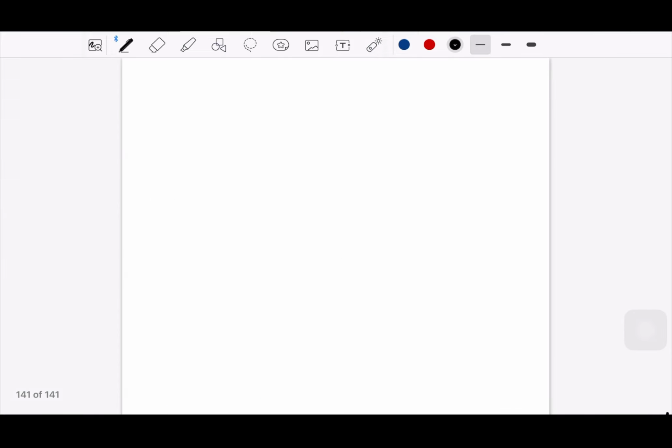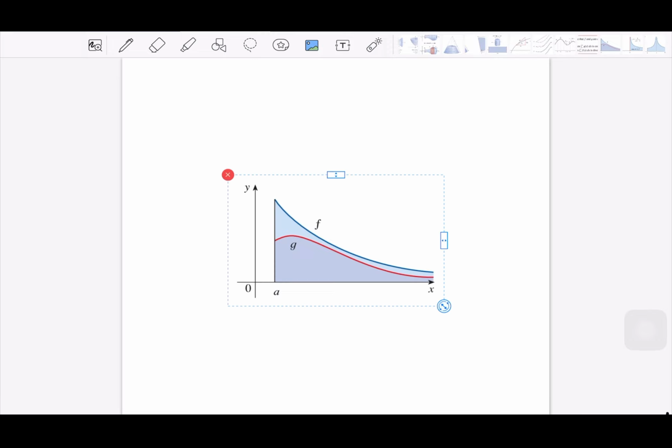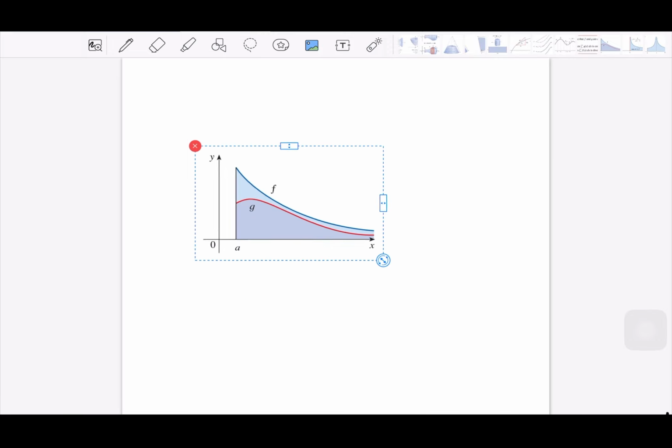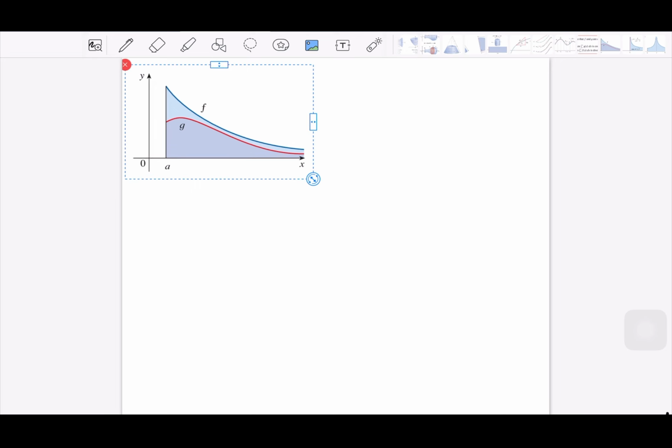Okay, now let me give you another theorem, which we call the comparison theorem. Let me give you the theorem first, and after that we can have some examples.